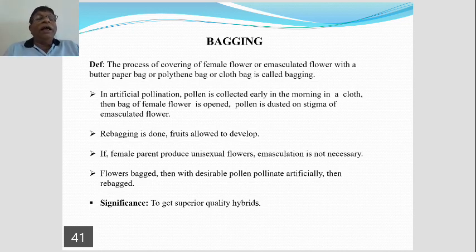Then a label is put. The label shows the plant name, breeder's name, date of emasculation, date of hybridization, and approximate date of maturity of the crop.